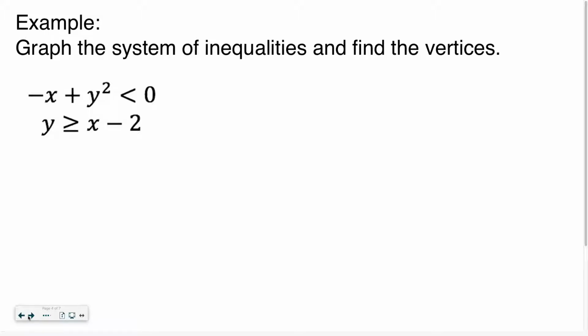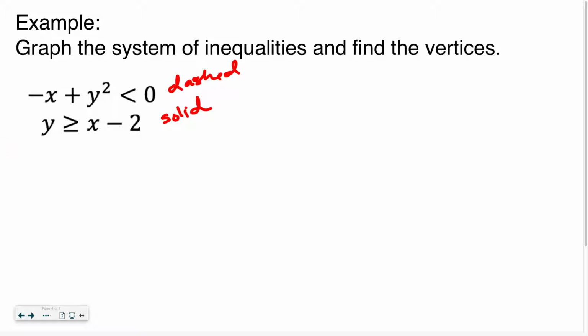Okay, so first thing I'm going to do is just survey my inequalities and decide solid or dashed. First one is going to be graphed as a dashed line or curve. And the second one is going to be a solid. Okay, so I kind of make that note to myself at the very beginning.